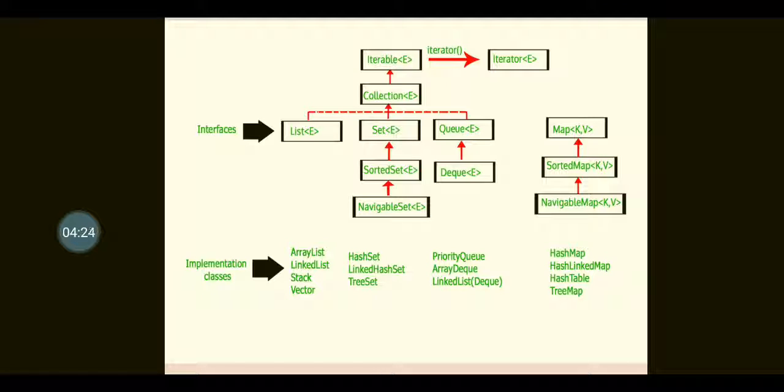Similarly from the map interface we can implement the classes hash map, linked hash map, hash table and tree map. Have a look at this in order to know what are the various interfaces supported by collection and what are the various classes that can be implemented from the respective interfaces.